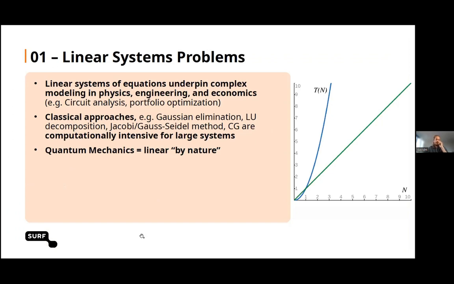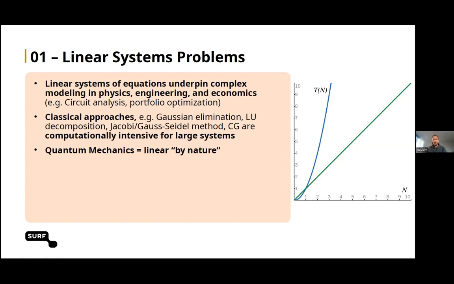If we go to the next slide. Yes, so linear systems problems, they are all around us, basically. There are a lot of complex modeling problems in all sorts of fields, physics, engineering, economics, and the works, that are based on systems of equations, for example, circuit analysis or portfolio optimization, just to name two. And there is also a host of classical approaches to solving these. So for example, Gaussian elimination, LU decomposition, Jacobi-Gauss-Seidel method, or conjugate gradient. But they're all quite computationally intensive with growing system size. And here on the right, I've made a little graph where you see some different scaling. Gaussian elimination, or these elimination methods, usually scale with N cubed or N squared, whereas some of the best conjugate gradient methods get to linear scaling in N, which is quite good already.